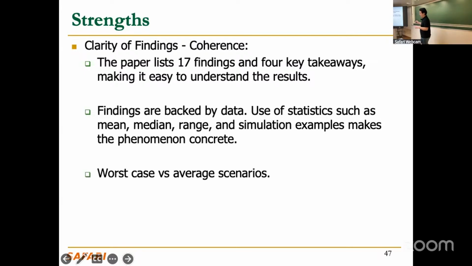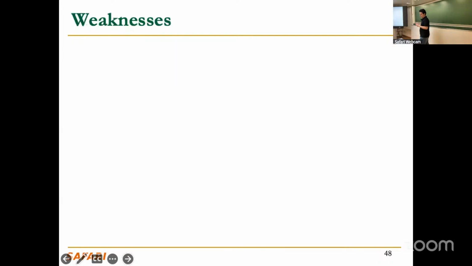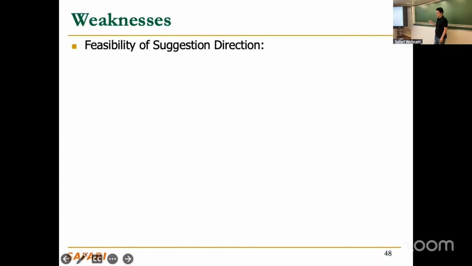And I also like the fact that they considered the worst-case scenarios as well as average-case scenarios, which is important. So when we design a mitigation strategy, we want to consider the worst cases first, and then try to improve the solutions by looking at the average-case scenarios and build upon them. So I would like to now enter the weaknesses part, so critique the weaknesses of this paper.